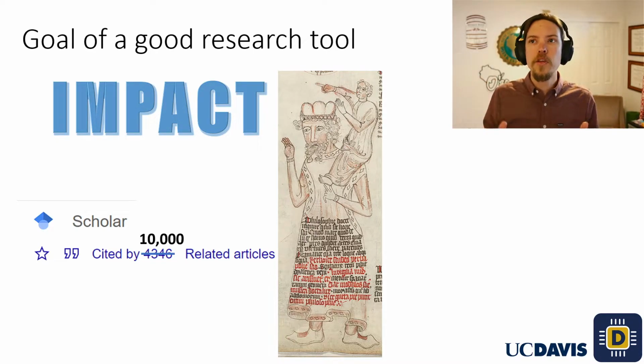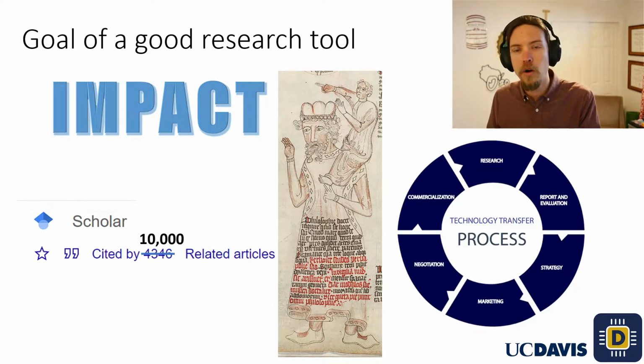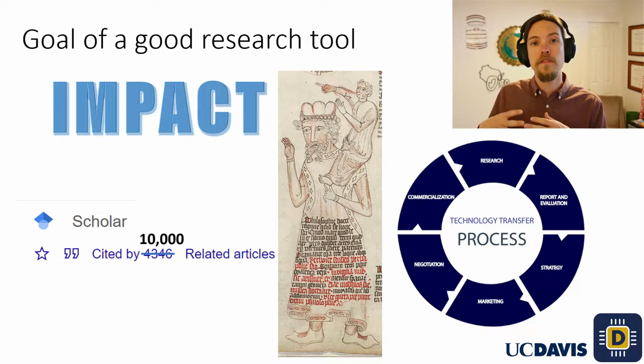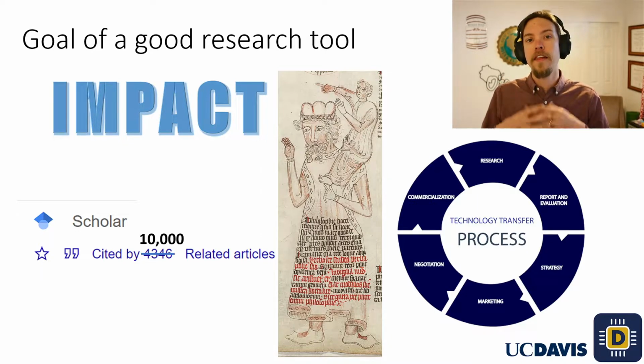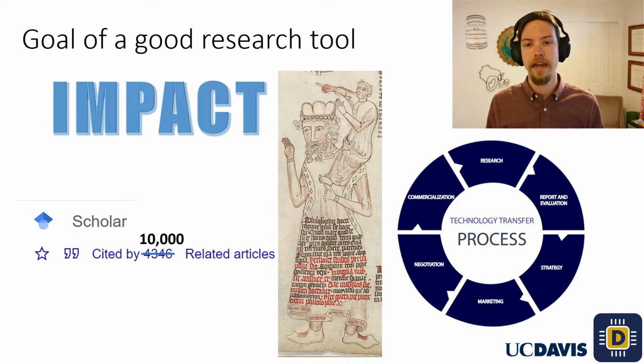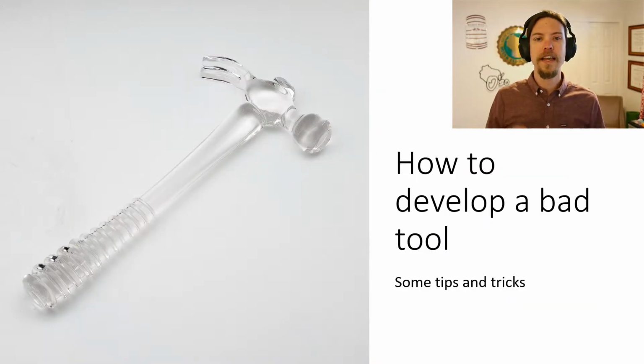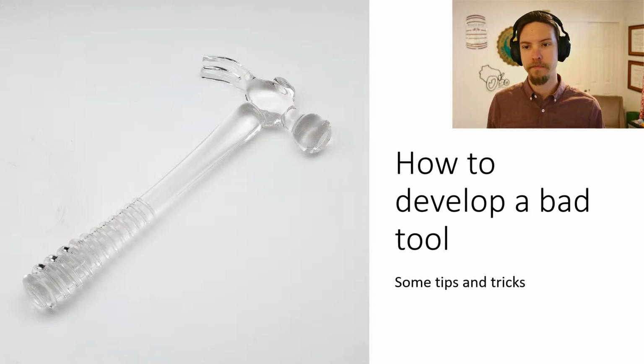And then in computing, and especially in systems, we have this other way to have impact, which is through tech transfer. If you really want to have impact on society, the way we can do it is by having companies pick up our research ideas, or maybe even our tools, and then using that to profit and to affect society as a whole. So with that, after you've defined tools and what a good tool is, let's now see how to develop a bad tool. I'm going to give you a few tips and tricks.